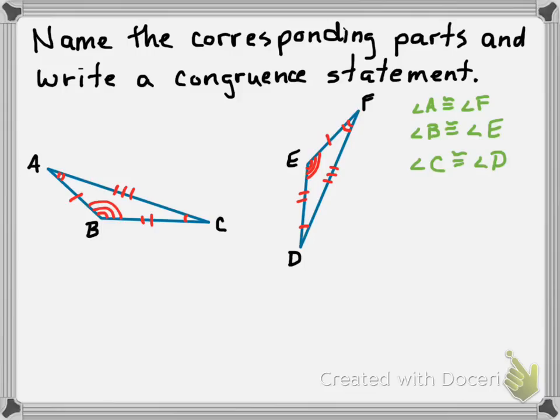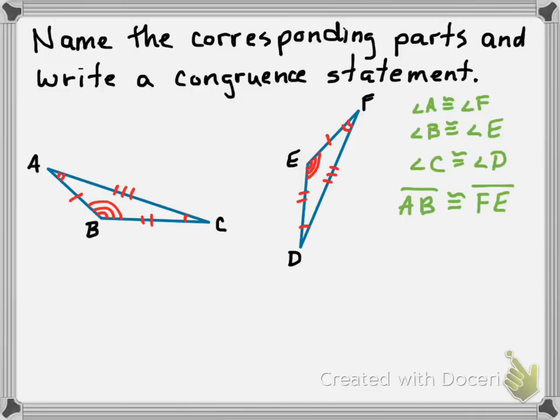So there's my 3 congruent statements for the angles. They're the angle corresponding parts. Now I need to find the sides. Okay, so first I'm going to look at AB. That's from here to here, so that has 1 tick mark. Well, from F to E has 1 tick mark. So that means this is congruent to FE.